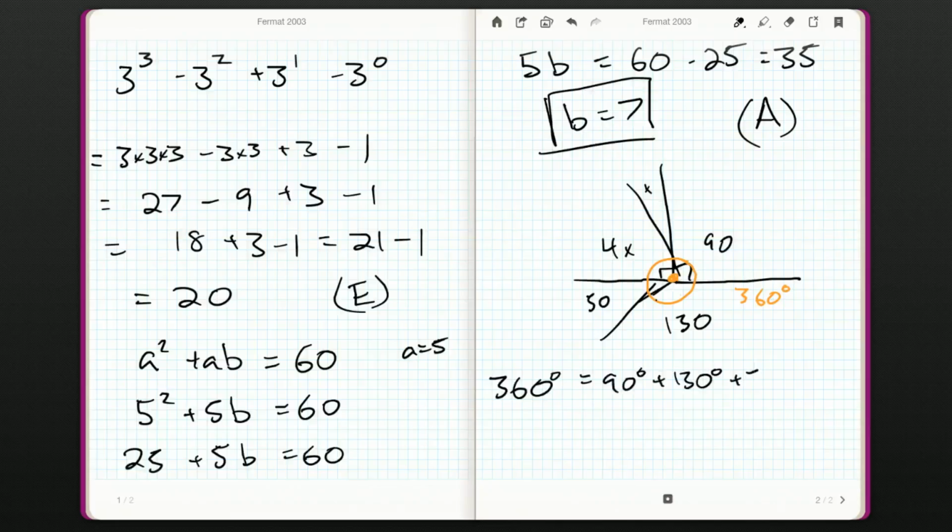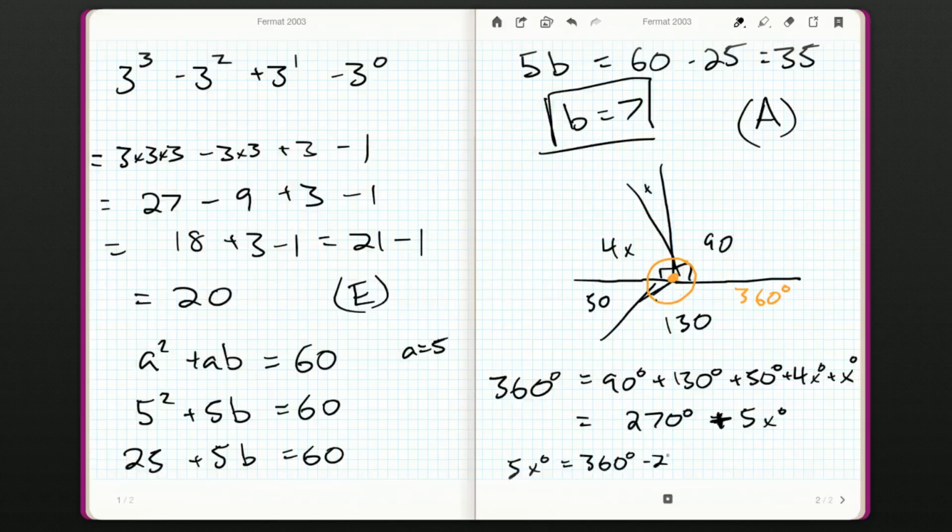We can just start adding these up. Okay, 4x degrees plus x degrees. So on the right-hand side, we can simplify all the numbers. 90 plus 130, that's going to be 220. Plus another 50, that's going to be 270 degrees. And 4x degrees plus x degrees, that's going to be 5x degrees. So okay, I can rearrange and say 5x degrees is going to be 360 degrees minus 270 degrees, which is 90 degrees. And that's the other equation I said you could pull out.